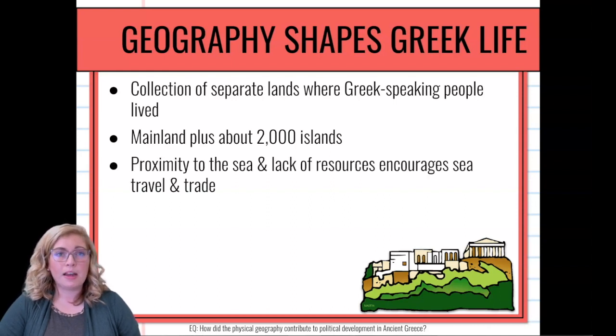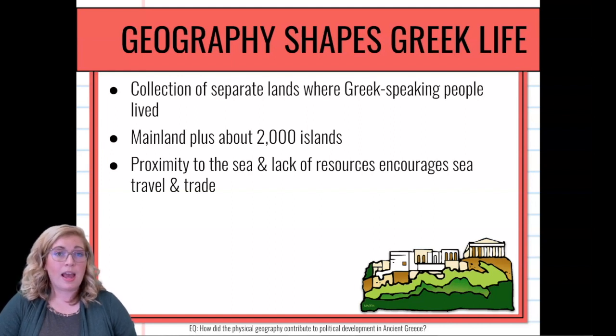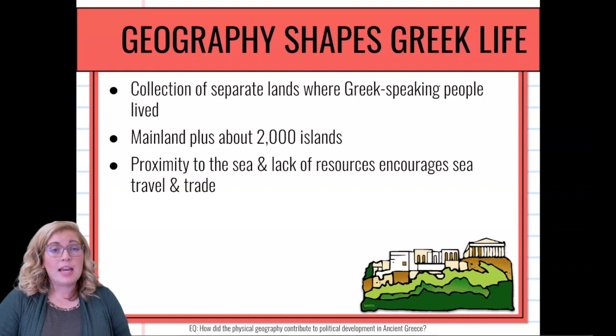So the proximity of the sea, because again, this is a peninsula, and then like we said, a chain of islands, and also a lack of resources actually leads the Greeks to use the sea as their best friend. It encourages sea travel and also trade to get to other civilizations during this time period. Just like we talked about with those ancient river valley civilizations, water was their friend at this time. Think of it as their major route for transportation and navigating to find other cultures, other cities, other civilizations to get different resources.